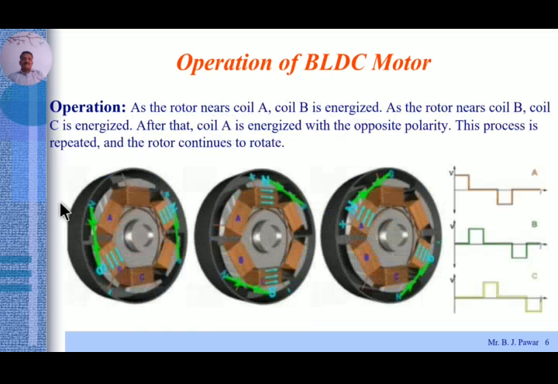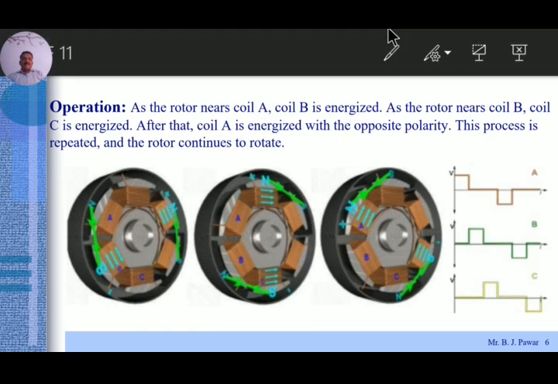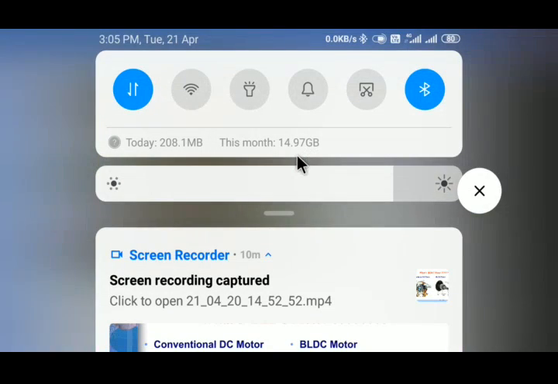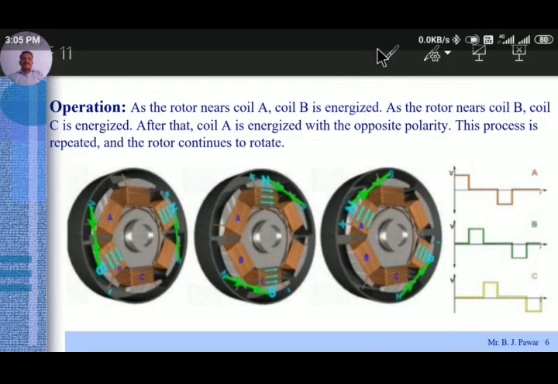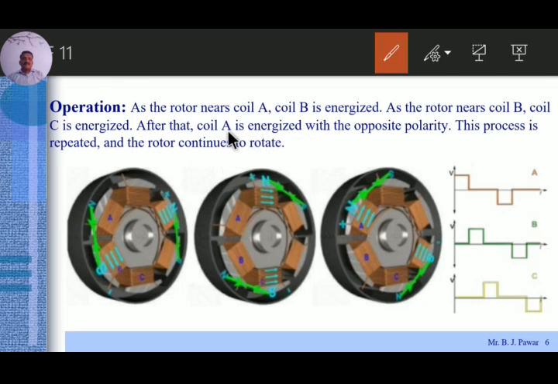What is that? See here, I will try to highlight the requirement: whenever one cycle gets completed, that is phase A, then B and then C, then that coil should get energized with the opposite polarity. That means what? See, this one is titled as A and A dash.